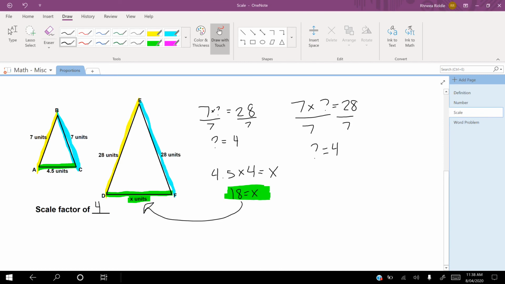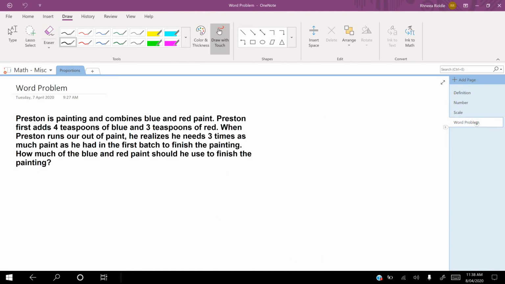So again, we're going to move on. Another way that you might see proportions is in word problems. So I want y'all to pause and go ahead on a piece of paper that you should be using for all your notes. Try this word problem out to find the equal proportion for what we're looking for.